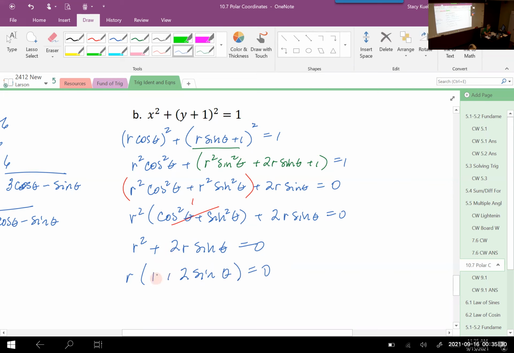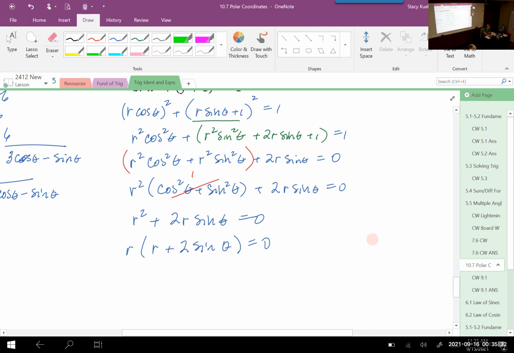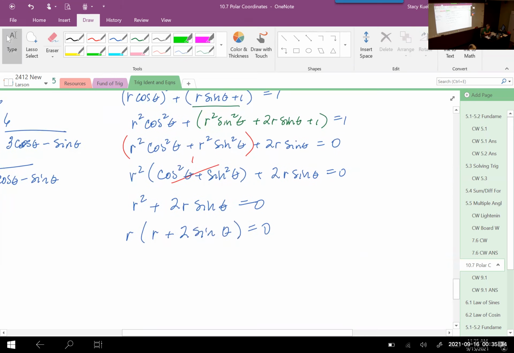So what we have to do, the same thing we did the last time, and just divide by r plus 2 sine theta? No, I've got two factors that are now equal to 0, so I'm going to set each of these factors equal to 0 and use the zero product rule. So I've got r equals 0 here, and I have r plus 2 sine theta equals 0 here.